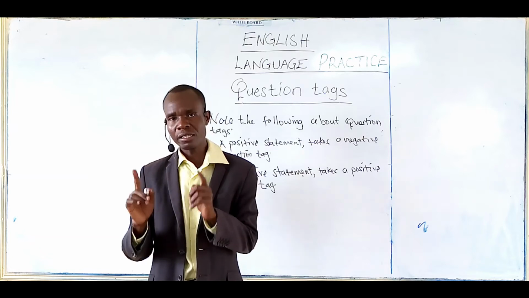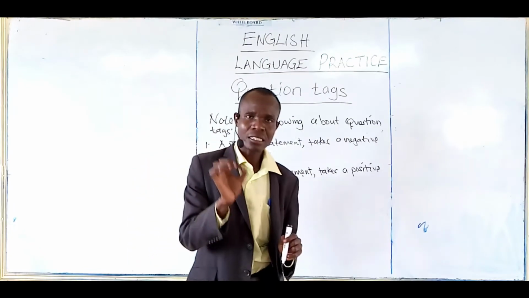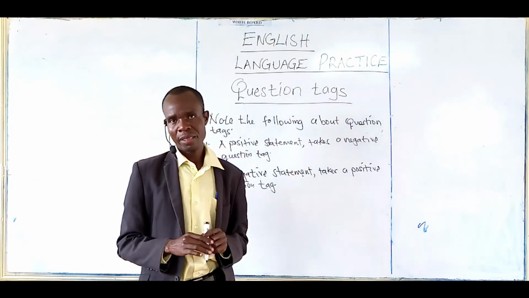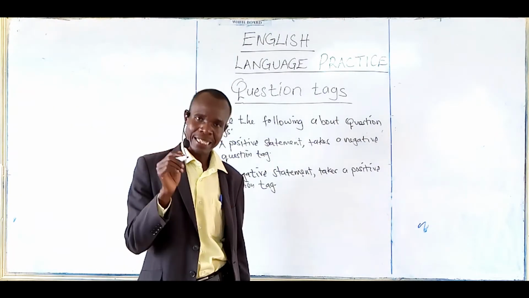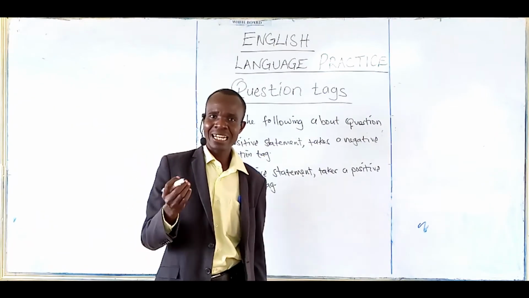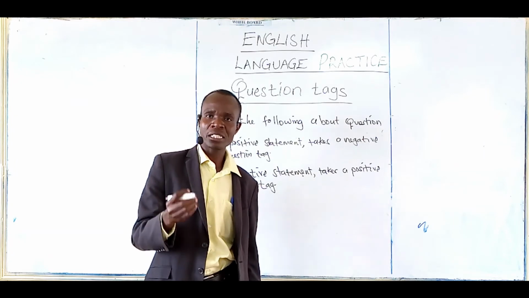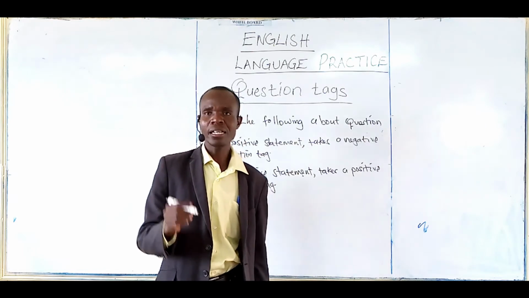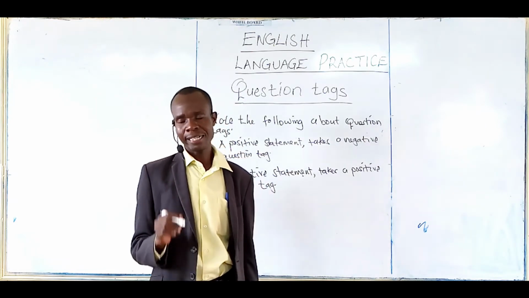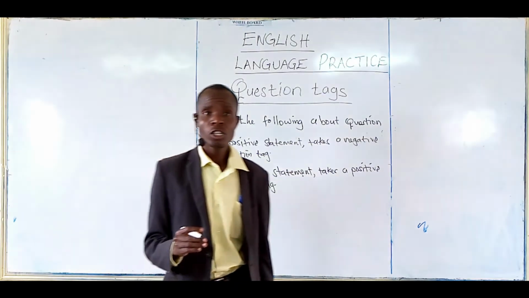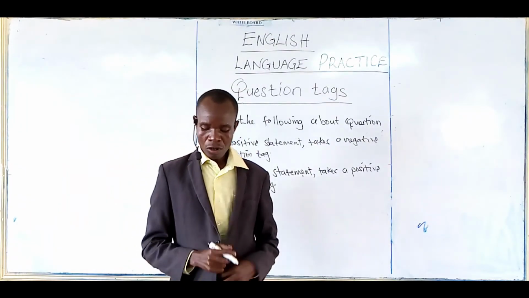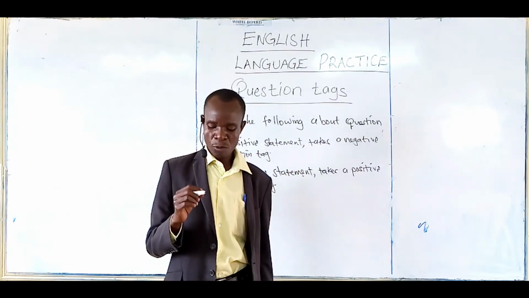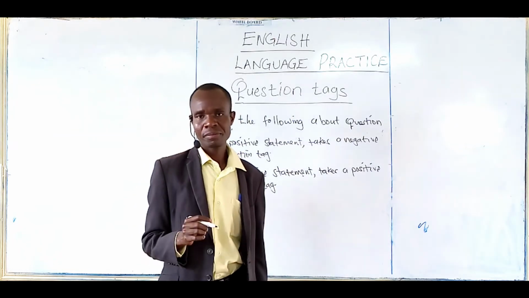Hannah is not a pupil in this school. The word "not" in that statement makes the clause negative. And therefore, we are expected to add a positive question tag. So when we say Hannah is not a pupil in this school, that statement is negative. Learners, you know the answer, and you can confirm your answer with mine. So the tag there will be "is she".